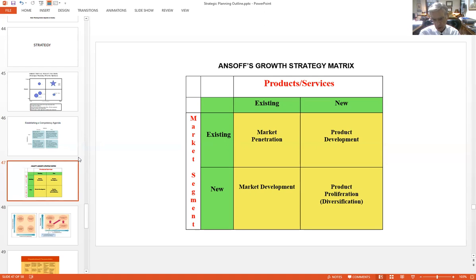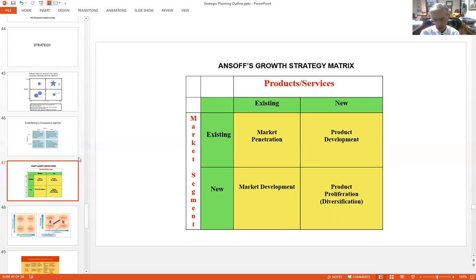So we are asked to decide whether we want to develop products and services for our existing market or new markets, whether we want to use existing products or new products. So if we're using existing products in existing markets, we're really trying to get higher market share. It's what we do when we go to work every day.